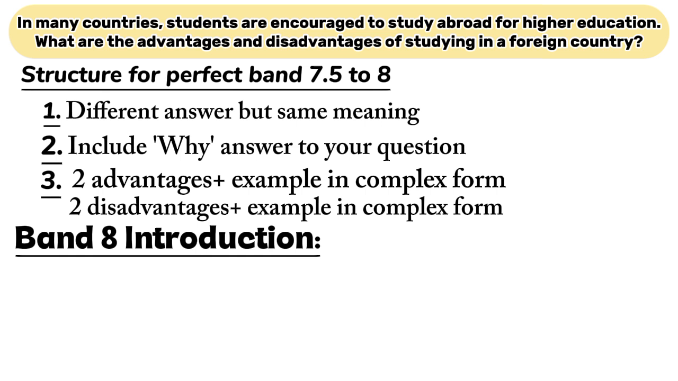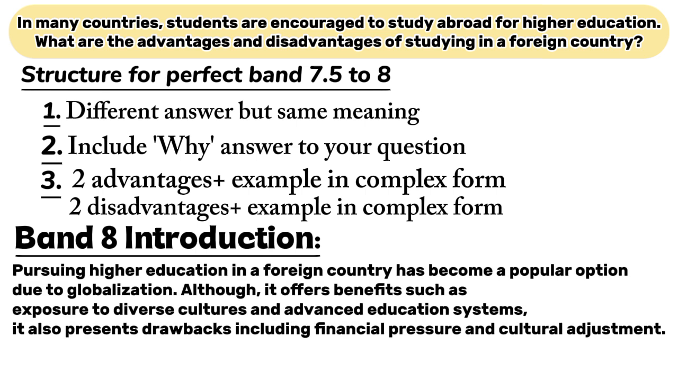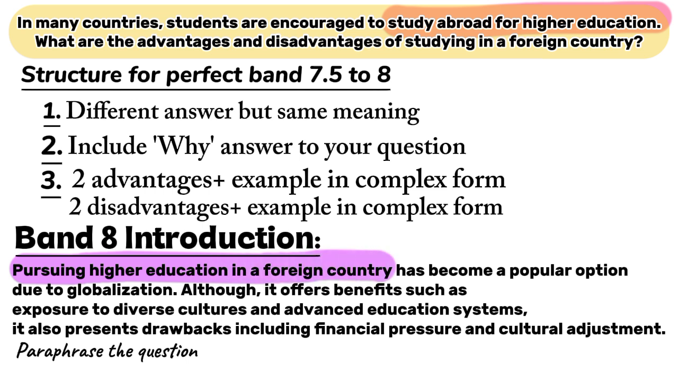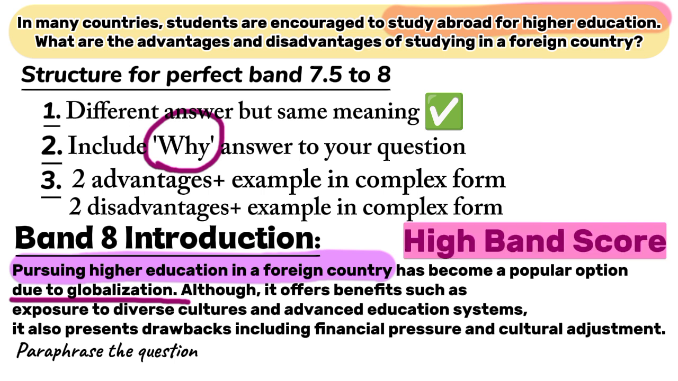So let's write the band 8 introduction of our question. This is the perfect band 8 answer. Pursuing higher education in a foreign country has become a popular option due to globalization. So, how to write this type of complex structure? We just paraphrase the question. Instead of writing study abroad for higher education, we write pursuing higher education in foreign countries and add value such as why students are moving abroad for their higher education, which gives a clear idea of the essay and helps you to get a high band score.